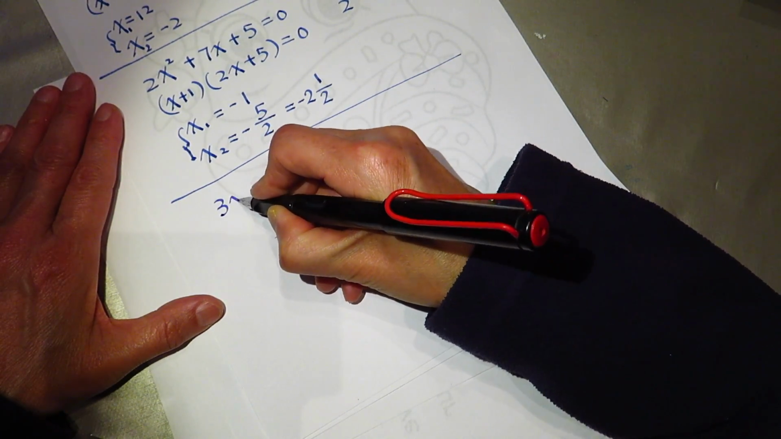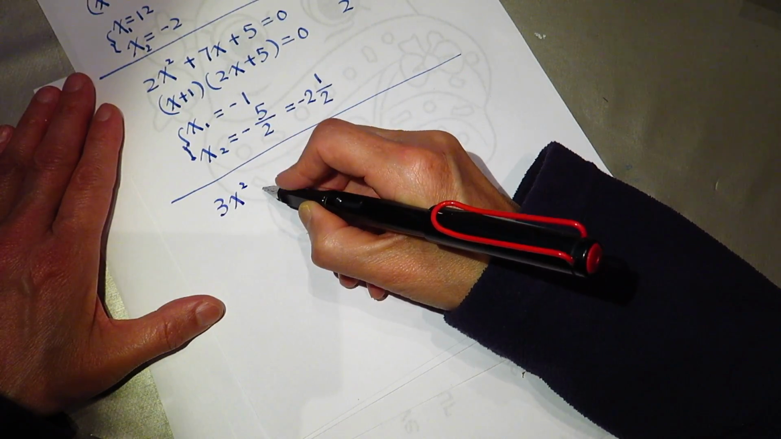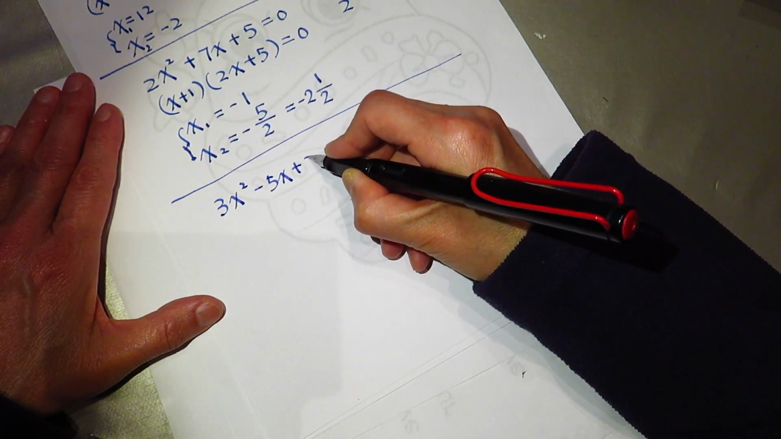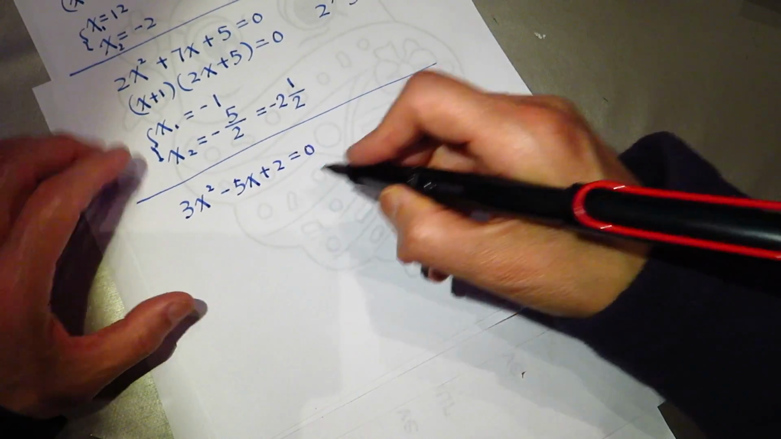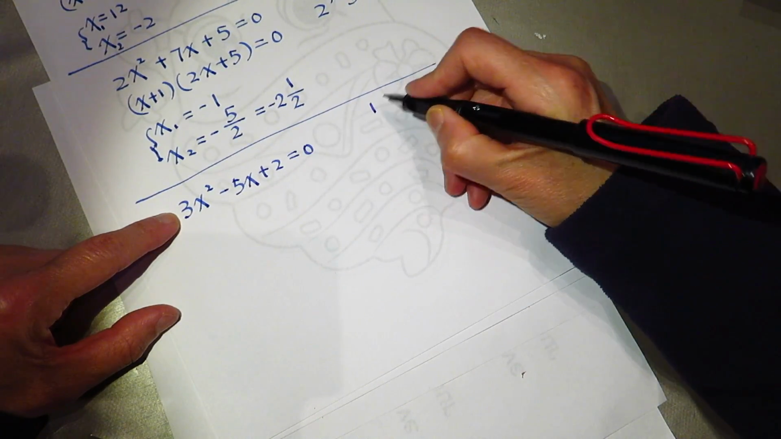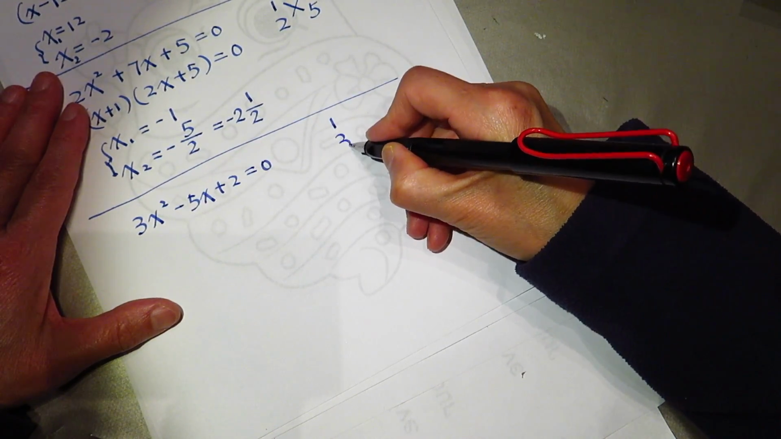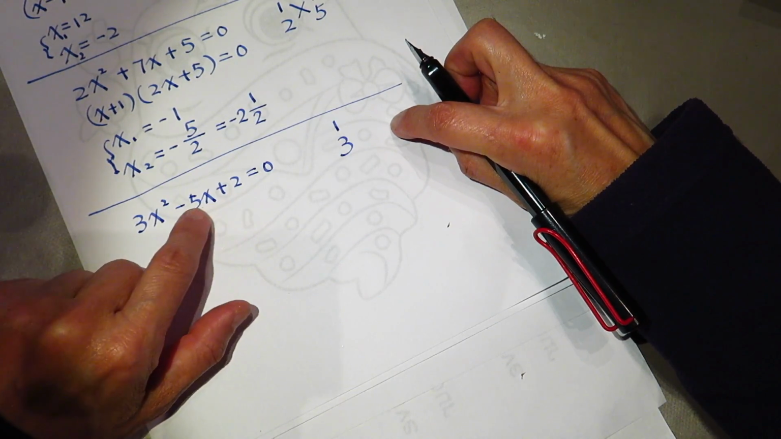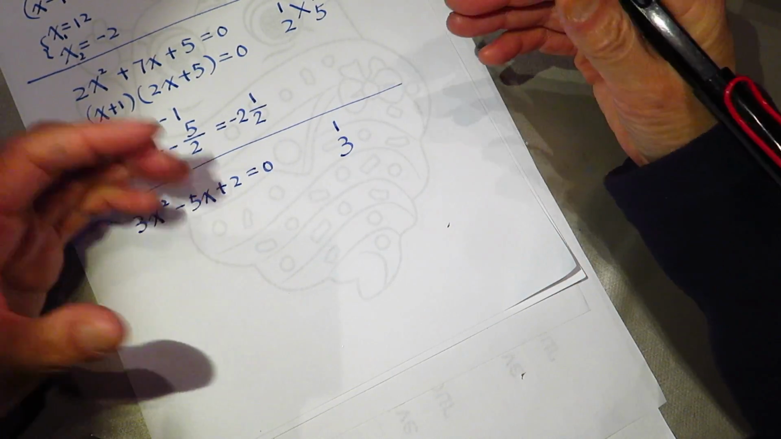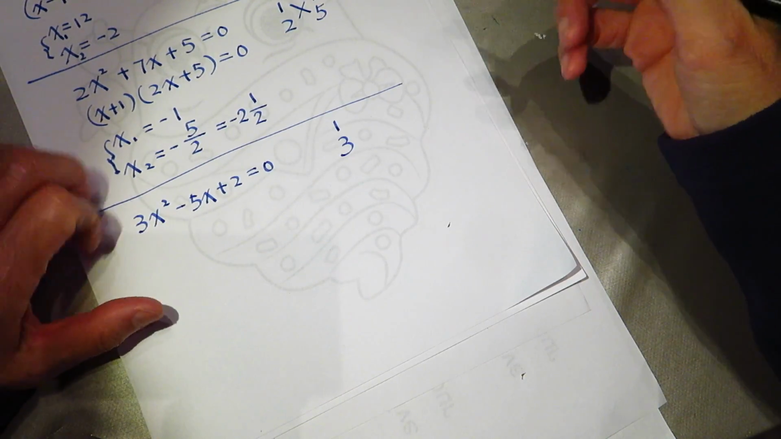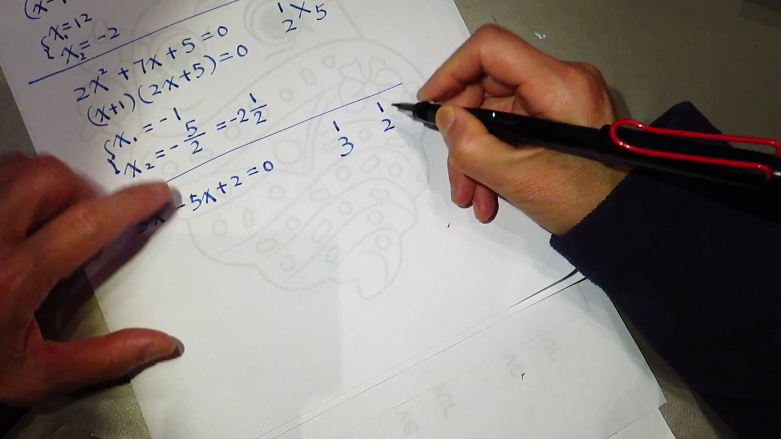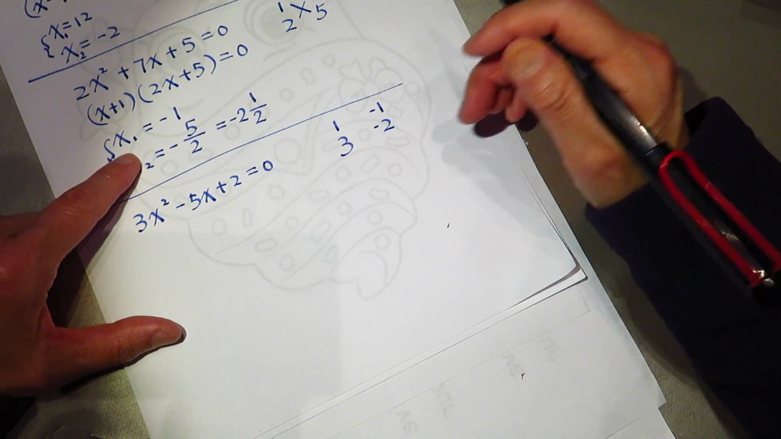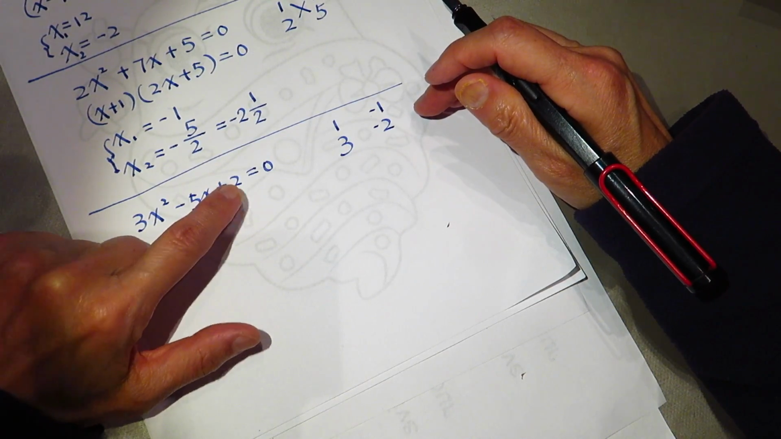Okay, the next one is a little bit more complicated. 3x squared minus 5x plus 2 equal to 0. So 3 can be factored into 1 and 3. 2 can be factored into 1 and 2, and in the middle the sum should be negative 5. So I do it like this. Should be negative 5. So negative 1 times negative 2 becomes positive 2.